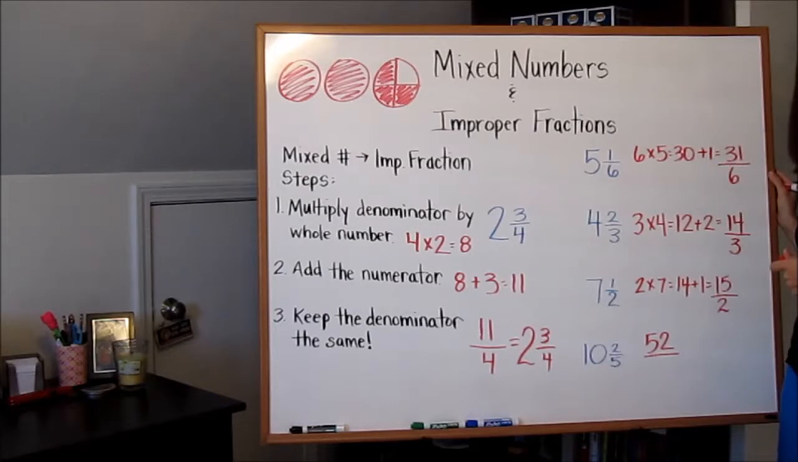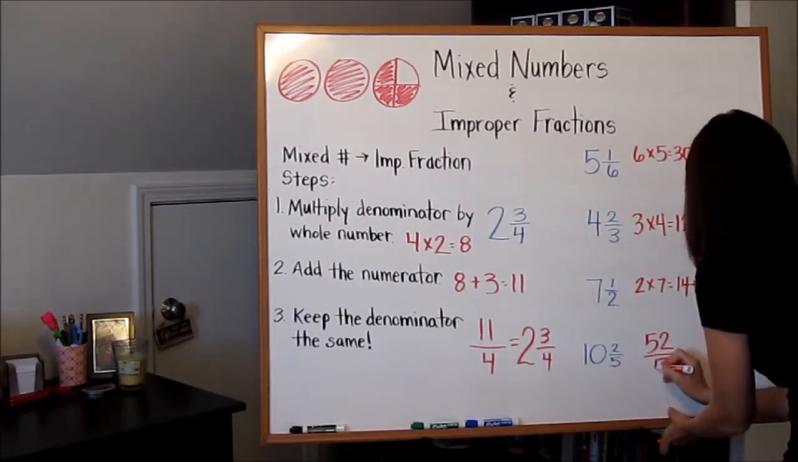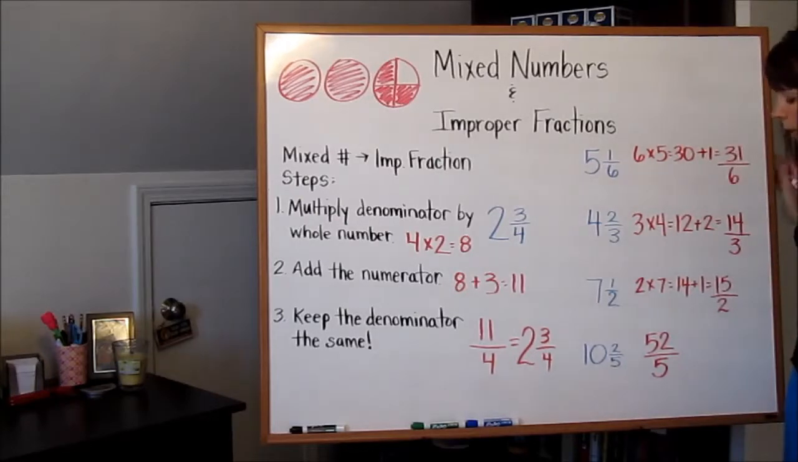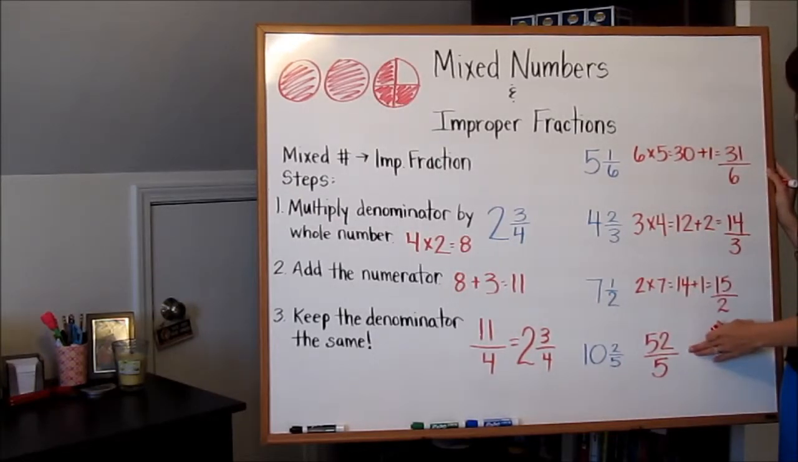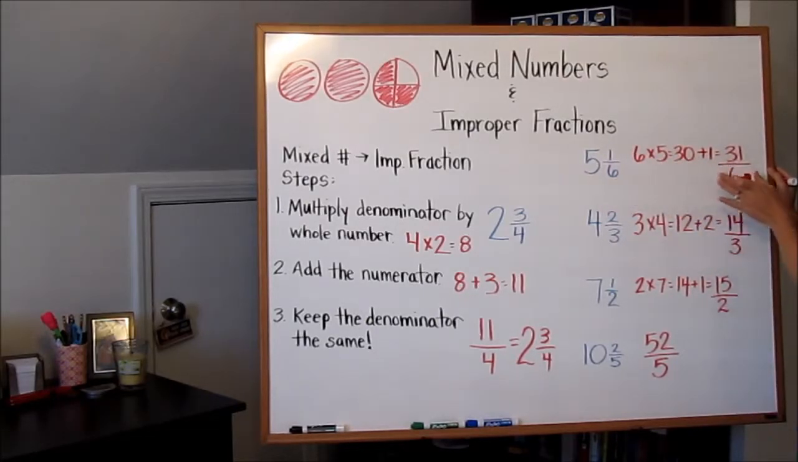And then what's our denominator going to be? You said 5, you are also correct. So our improper fraction is 52 fifths. And just so you know, this mixed number and this improper fraction are equivalent. It's the same amount, it's the same value. It's just two different ways to show a fraction that's larger than one whole. Okay, and that's taking a mixed number and making it an improper fraction.